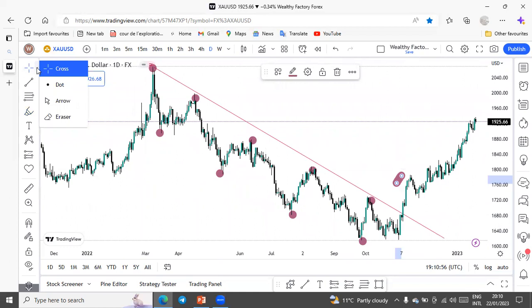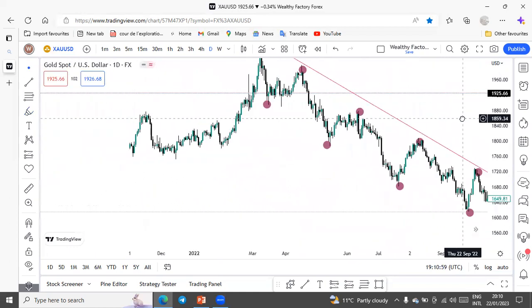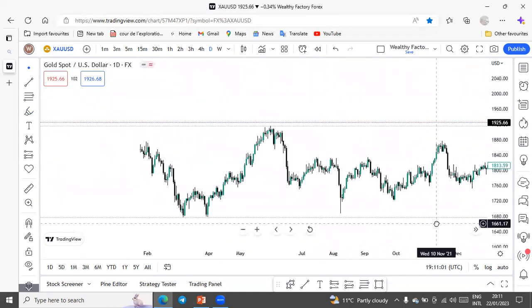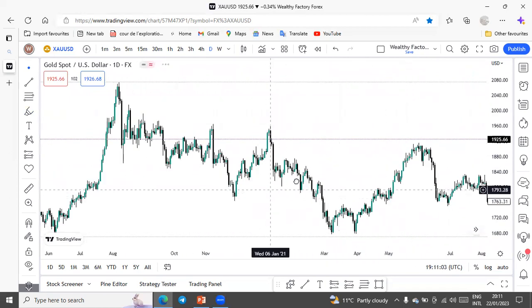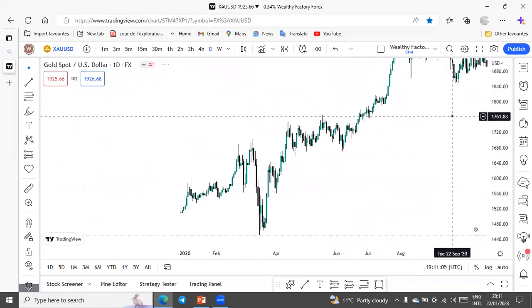Now let's take a look at what an uptrend looks like.